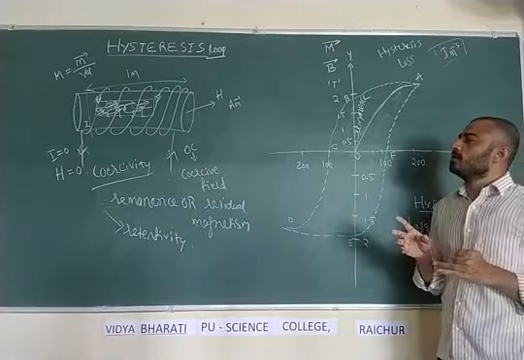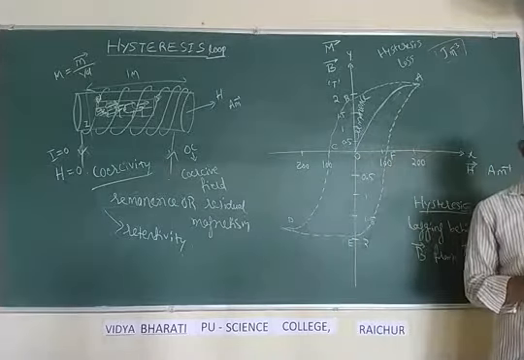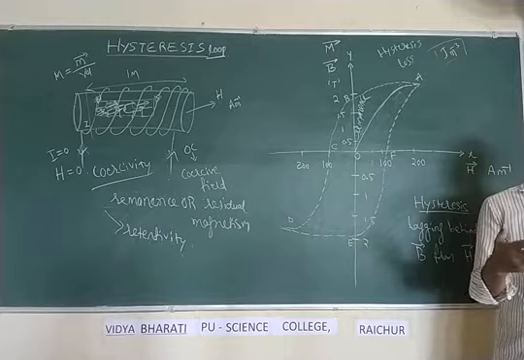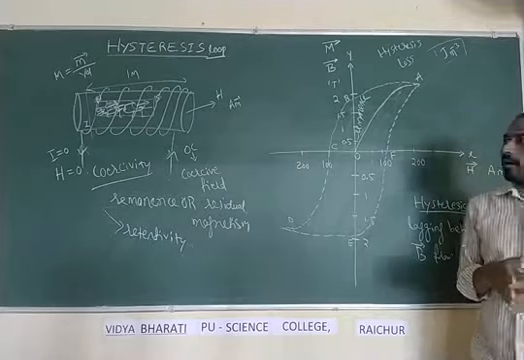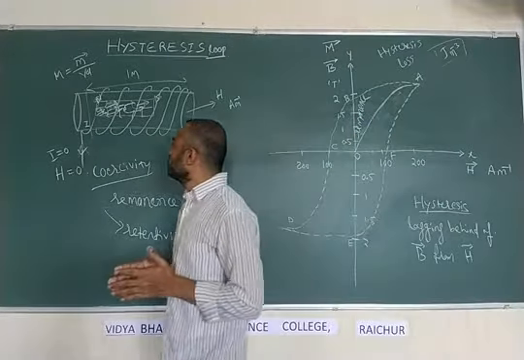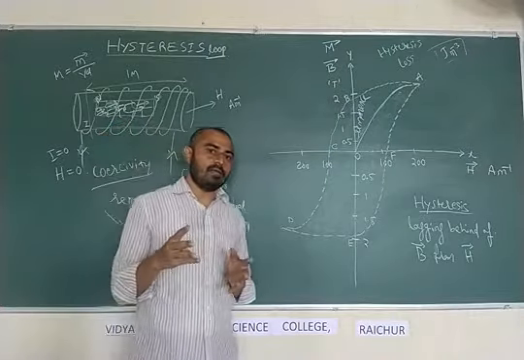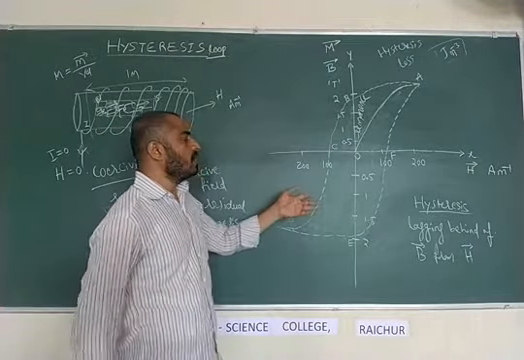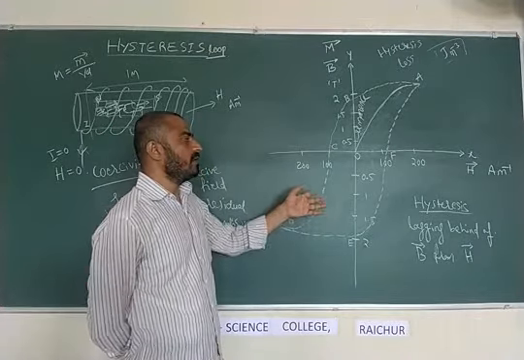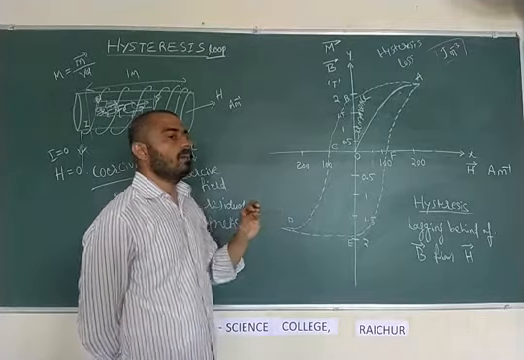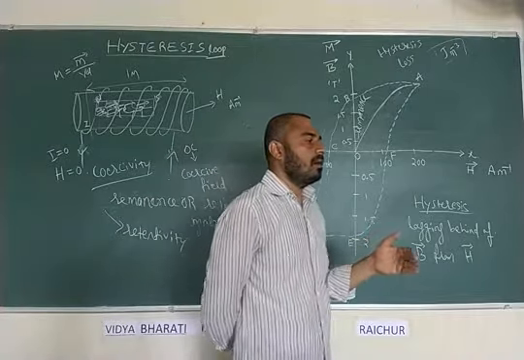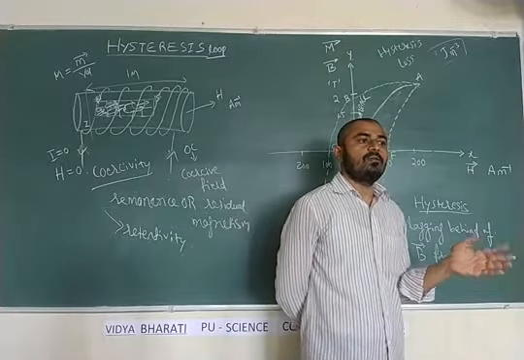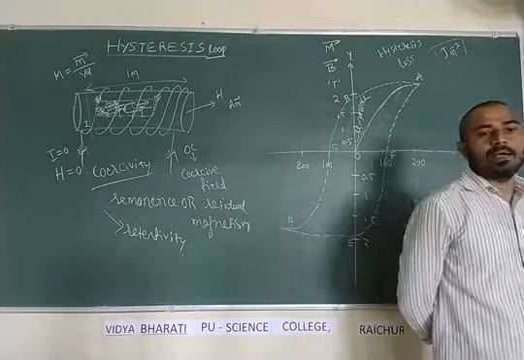Which ferromagnetic material is suitable to make the transformer? In a transformer, the ferromagnetic material used is called permalloy. That permalloy is ferromagnetic in nature. Its coercivity and retentivity matter. Once we know the values of retentivity and coercivity, we can choose a suitable material: which is suitable for the transformer, which for permanent magnets, and which for temporary magnets.